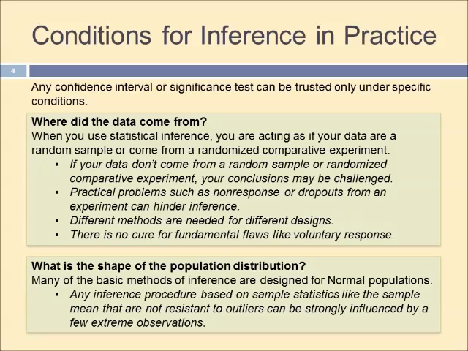Second question: what is the shape of the population distribution? Many of the basic methods of inference are designed for normal populations. Any inference procedure based on sample statistics, like the sample mean, that are not resistant to outliers can be strongly influenced by a few extreme observations. And this again will have an effect on the reliability of your inference.